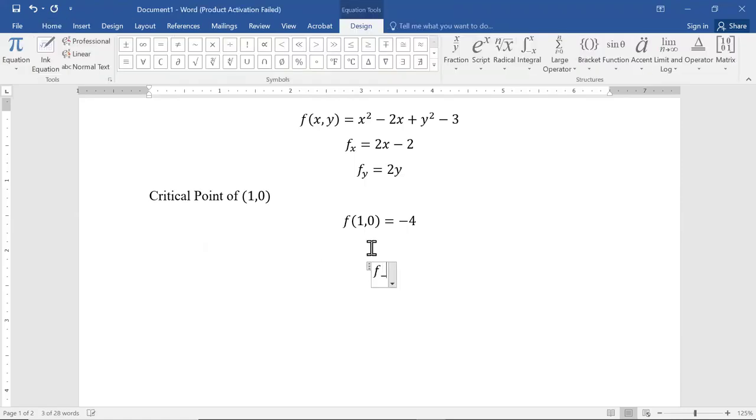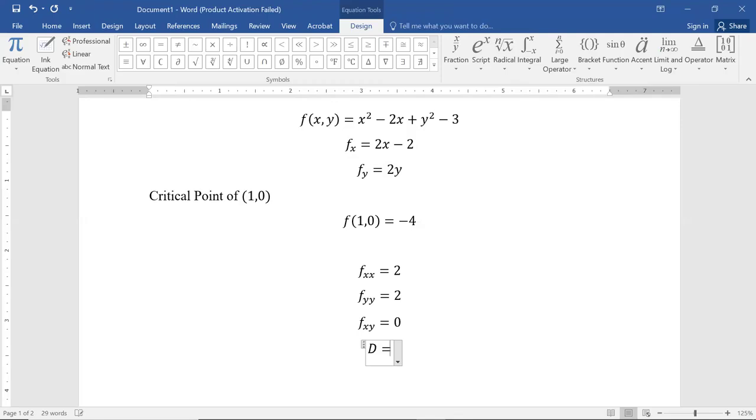What I would do is I would take f sub xx, that's a 2, f sub yy, that is also a 2, f sub xy is a 0. Now, these turned out to be second derivatives that were constant, but if you'd plugged in (1, 0) into these second derivatives, you just get 2, 2, and 0.